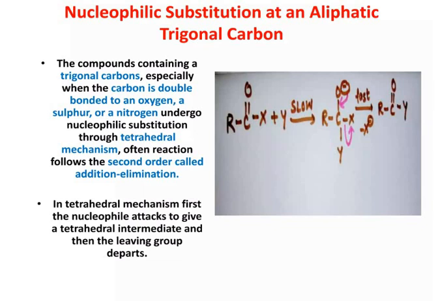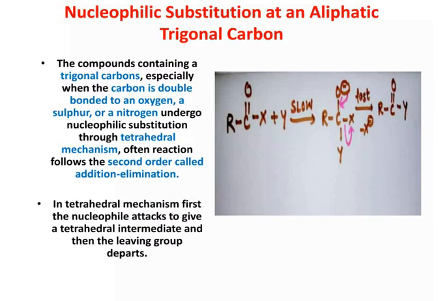So, nucleophilic substitution at an aliphatic trigonal carbon. This is also a very important topic. What does it mean? A compound containing a trigonal carbon, especially when the carbon is double bonded to oxygen, sulfur or nitrogen, undergoes nucleophilic substitution through the tetrahedral mechanism. Often the reaction follows second order, called addition-elimination.